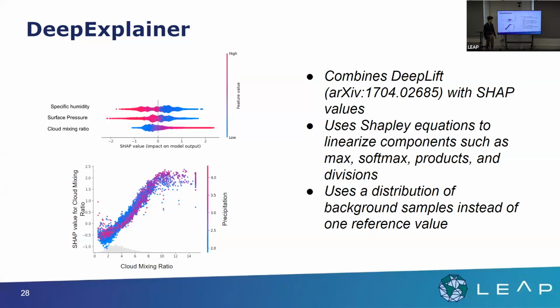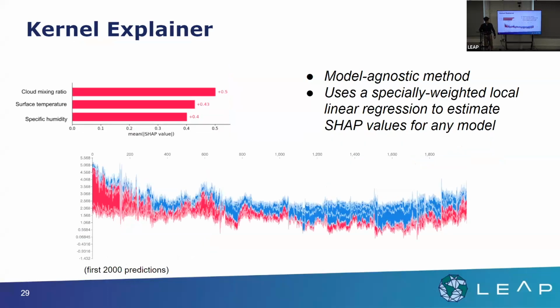And then in the second graph, we focus on cloud mixing ratio specifically, and we see that when the cloud mixing ratio goes up, the SHAP value for the influence of cloud mixing ratio on precipitation goes up. But I think the ticks might not be correct on that.